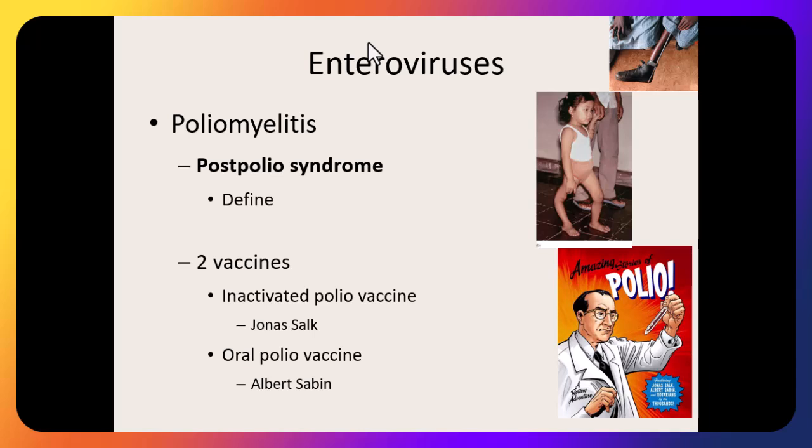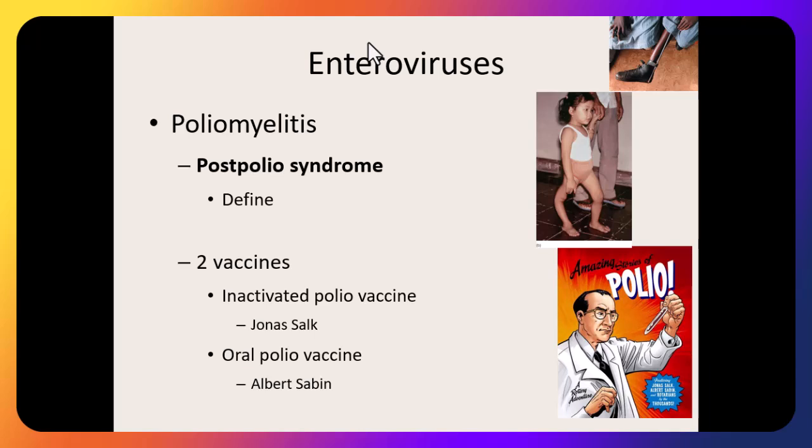Now, two vaccines came on the market. Jonas Salk, in about 1955, came out with the first polio vaccine, an inactivated one, so it's not a live virus that they modified. And it was still super effective.